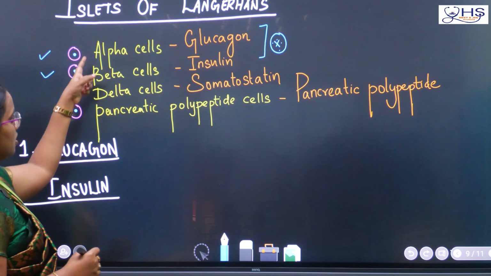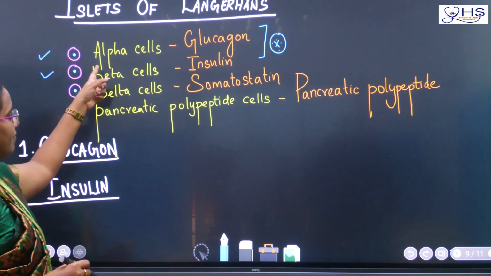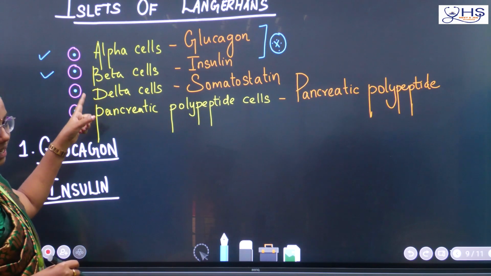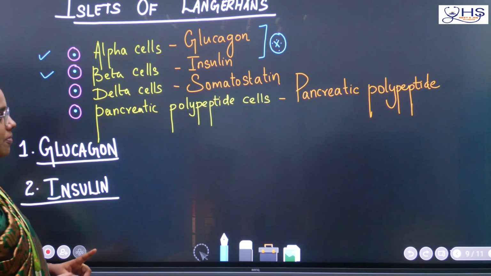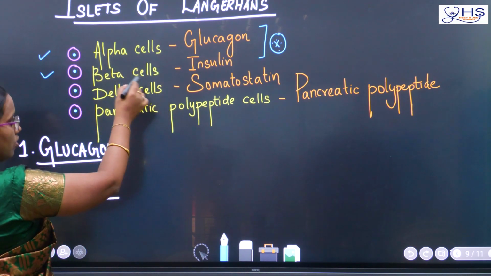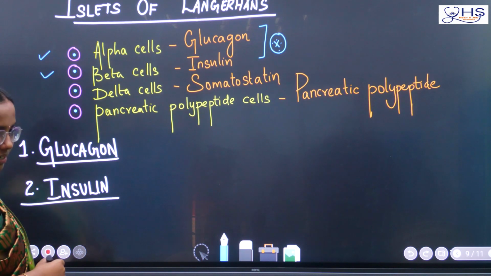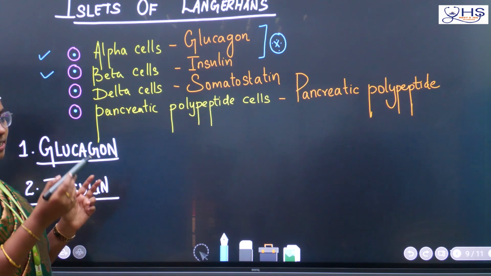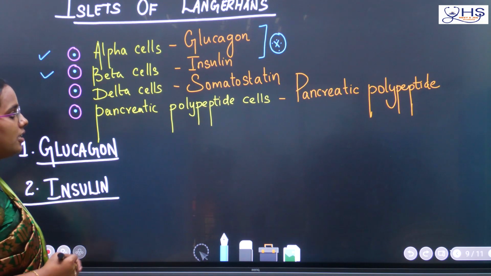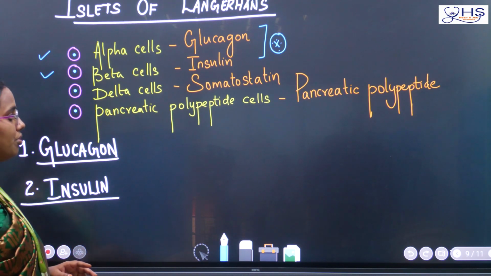Now you can see the 4 different types of cells: alpha cells, beta cells, delta cells and pancreatic polypeptide cells. Alpha cells secrete glucagon, beta cells secrete insulin, delta cells secrete somatostatin, and pancreatic polypeptide cells secrete pancreatic polypeptide. This is an expected NEET question, but how to remember this?